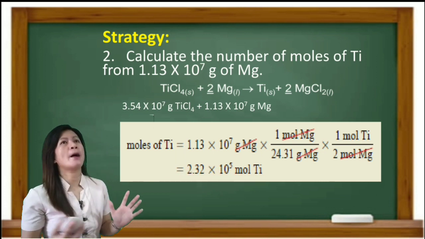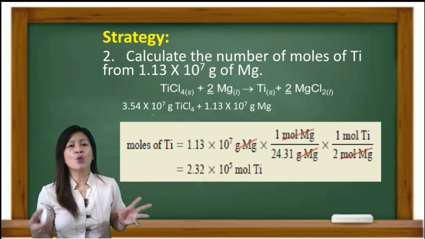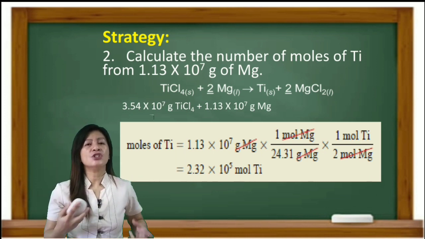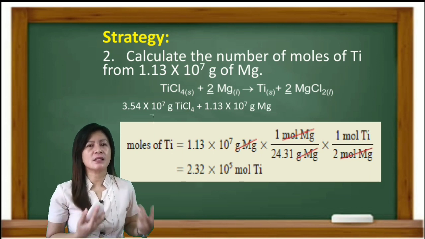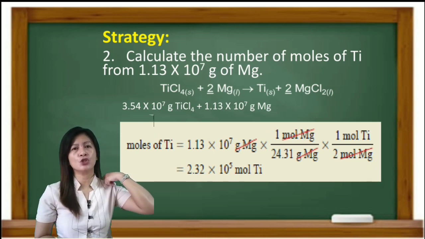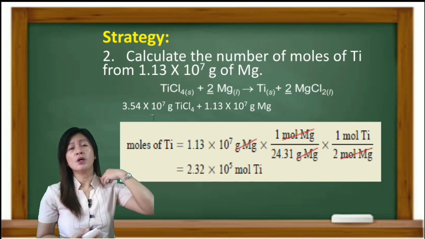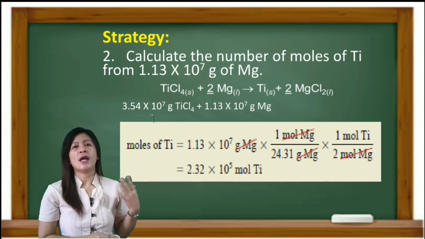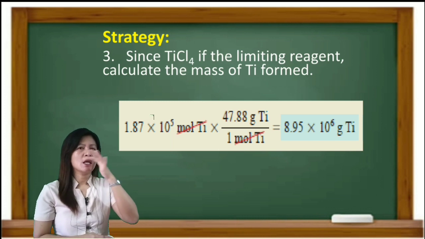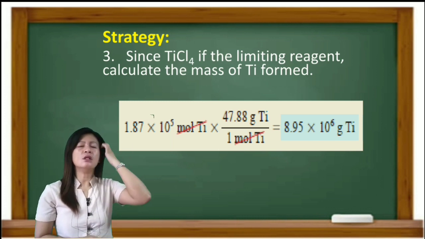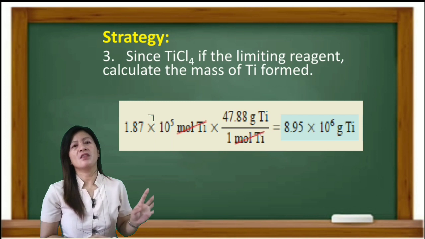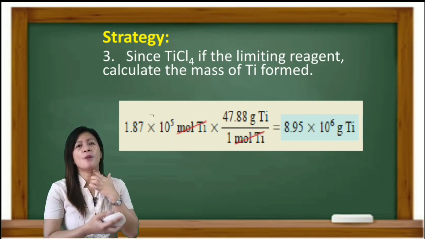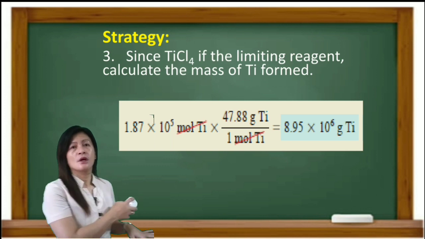So now we have the number of moles of titanium, our desired product, from the given initial amounts of the reactants titanium(IV) chloride and magnesium. We now decide which of the two is the limiting reagent. Earlier, we had the moles of titanium formed from the available titanium(IV) chloride, and this one from the magnesium.